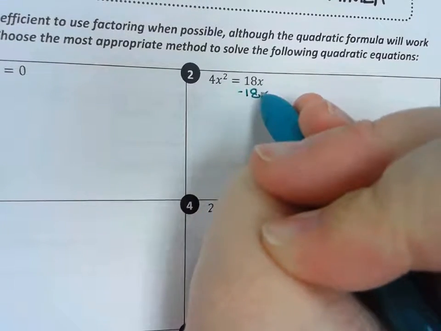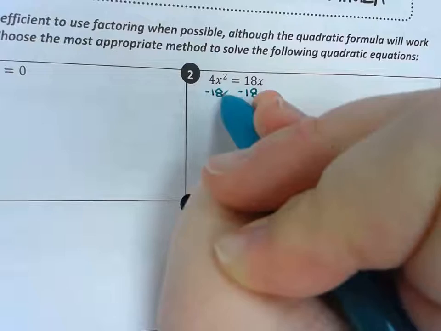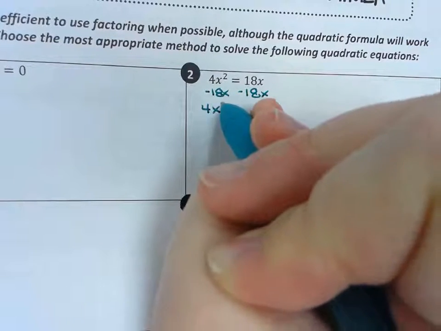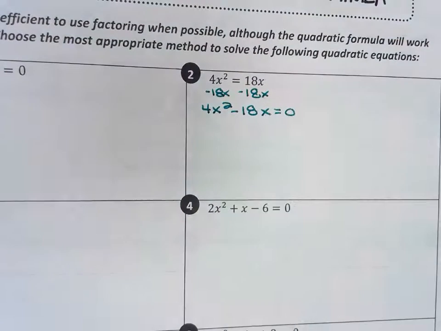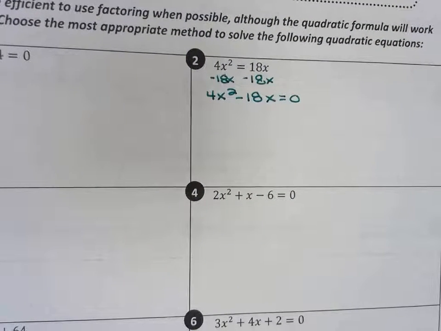Subtract 18x. I tend to just move things to the left. It doesn't really matter. You could have subtracted 4x squared, but I tend just to move things to the left. It's just kind of my habit. So I get it equal to 0. No matter what, always get it equal to 0 for factoring or the quadratic formula. So that's at least the way you can start all of them.